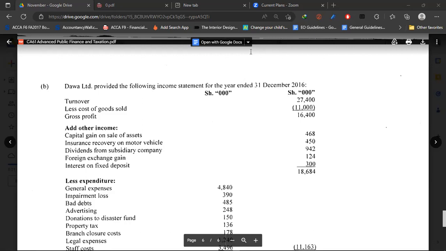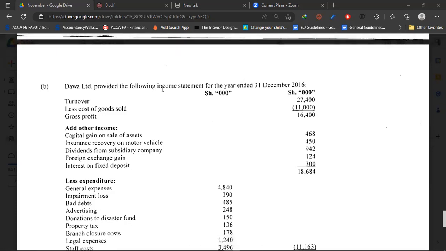Dow Limited provided the following income statement for the year ended 31st December 2016. Turnover 27,400,000, less cost of goods sold 11,000, gross profit 16,400. Add other income, capital gain on sale of assets for 68.